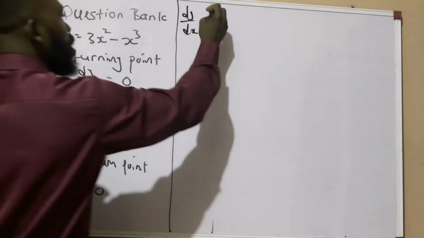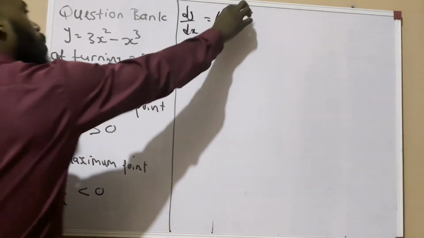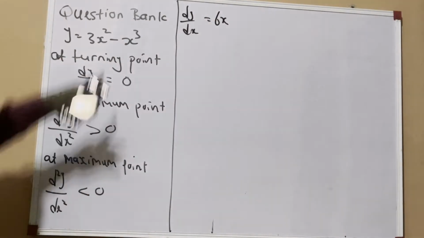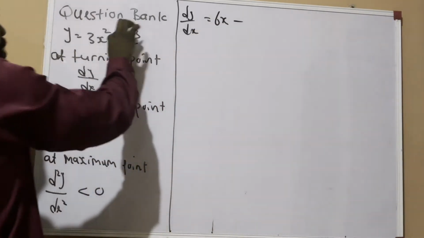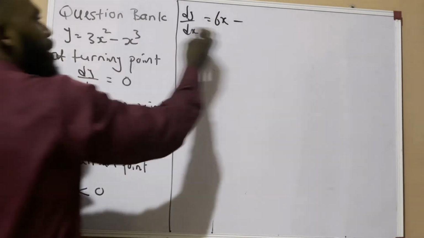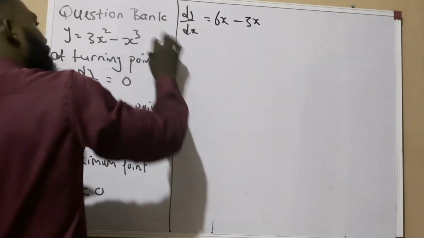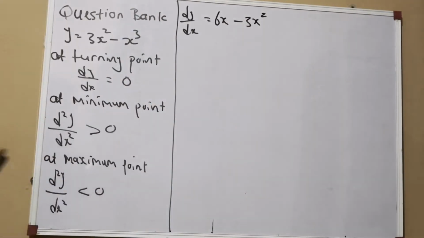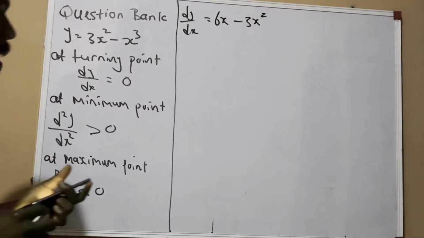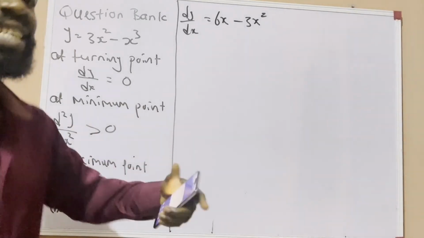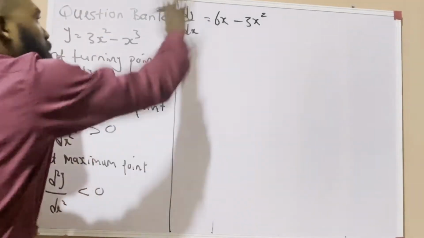Now, dy over dx of this function is 2 times 3 is 6. 2 minus 1 is 1, no need to include the 1. Minus, now, there's an invisible 1 here. 3 times 1 is 3. Then 3 minus 1 is 2. So if we differentiate 3x squared minus x cubed, we will get 6x minus 3x squared. Now, this is dy over dx.